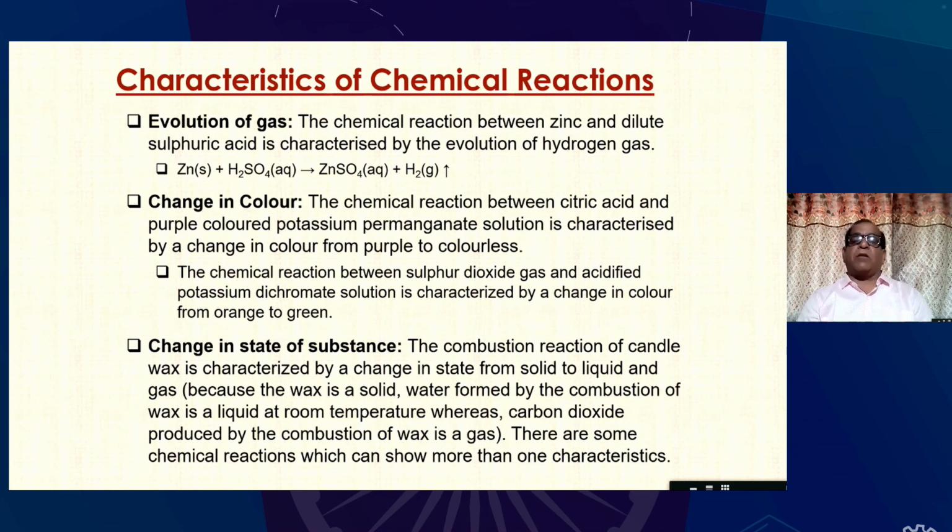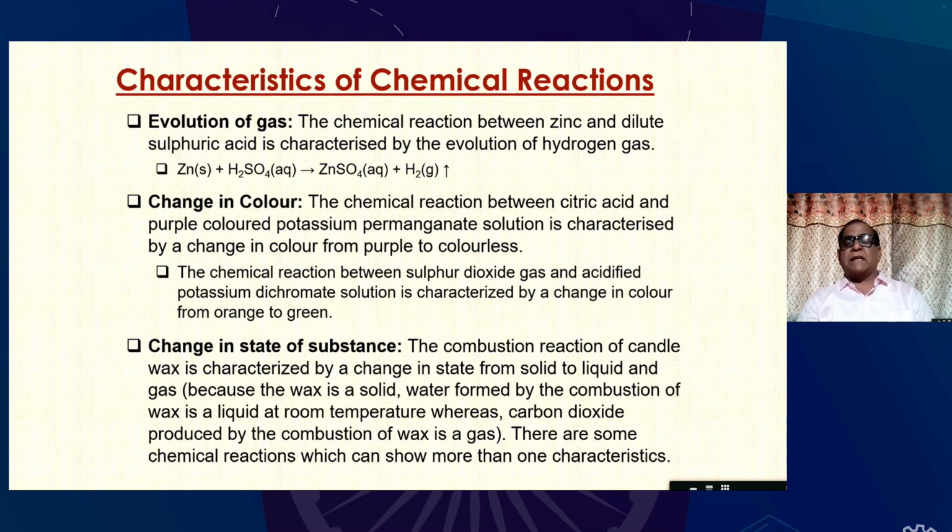The second characteristic of a chemical reaction is change in color. The chemical reaction between citric acid and purple colored potassium permanganate solution is characterized by the change in color from purple to colorless. The chemical reaction between sulfur dioxide gas and acidified potassium dichromate solution is characterized by a change in color from orange to green.